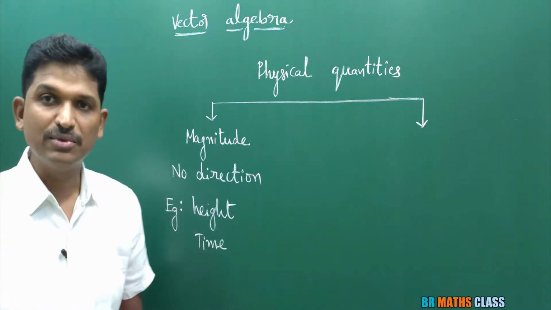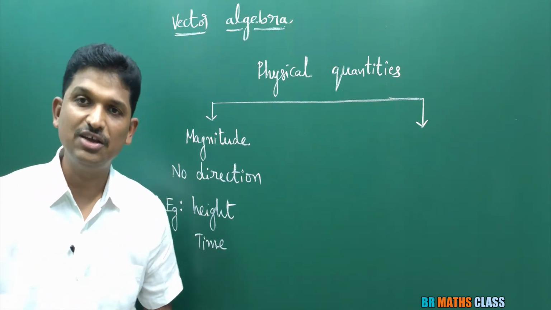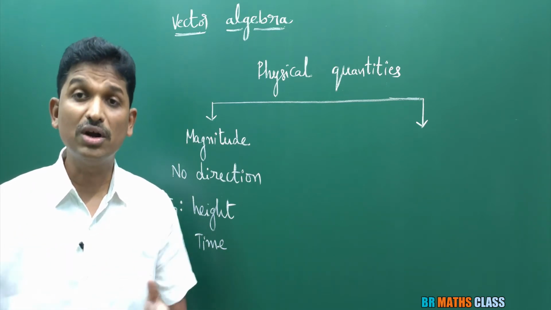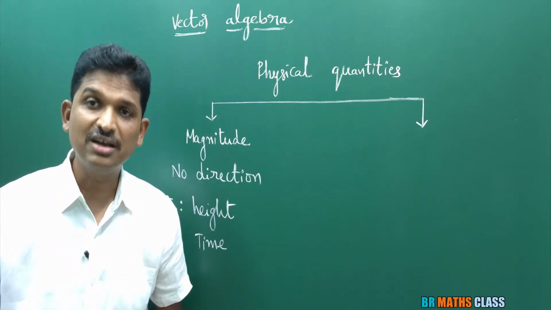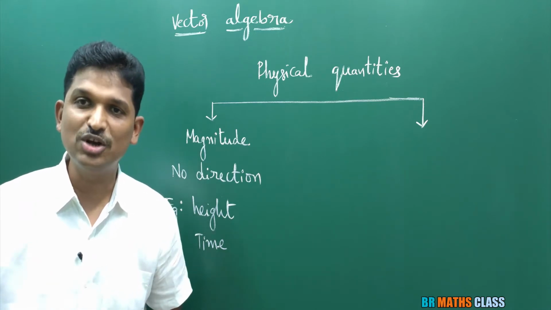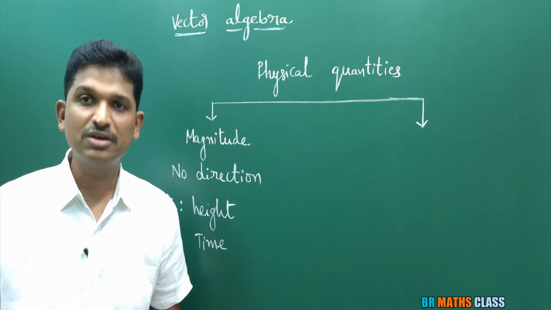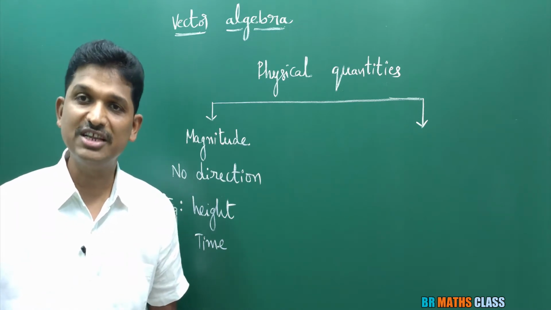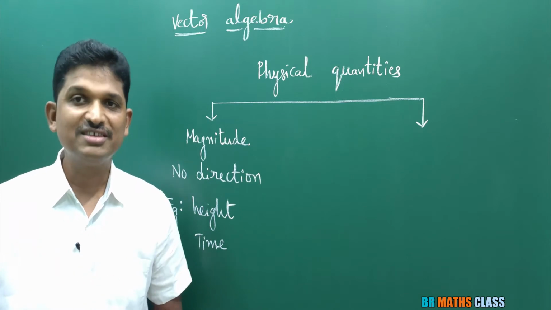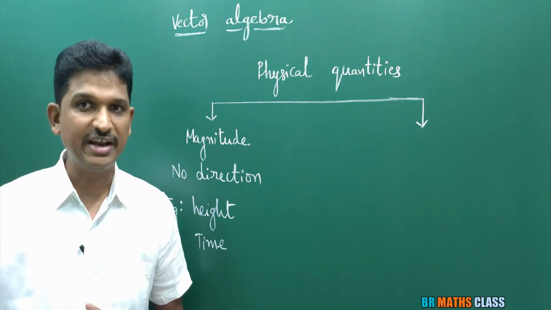Another one, time. Time is a physical quantity which is having only magnitude but no direction. If someone asks what is the time now, you will not ask clockwise direction, anti-clockwise direction, straight, left, something like that. No. If the time is 4 o'clock, you will say 4. If the time is 3 o'clock, you will say 3. So, time is a physical quantity which is having only magnitude but no direction.